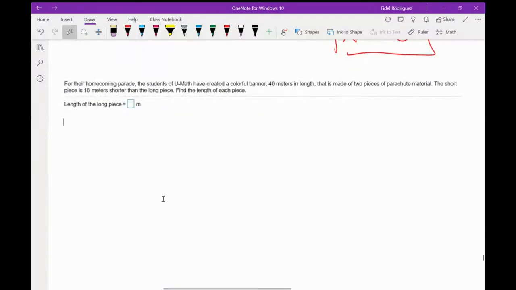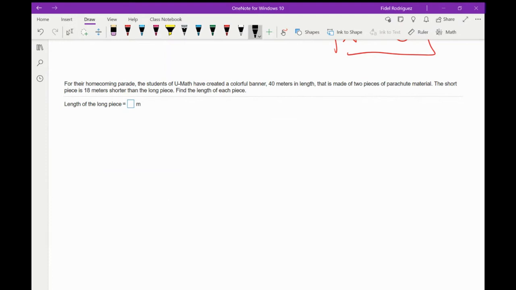Here we go. Okay, so this is number 1 out of 3.3. And it says, for their homecoming parade, the students of UMass have created a colorful banner 40 meters in length that is made of 2 pieces of parachute material. The short piece is 18 meters shorter than the long piece. Find the length of each piece.